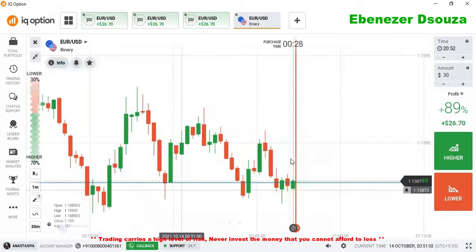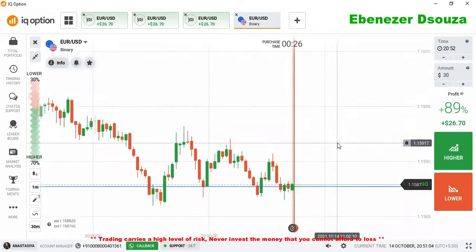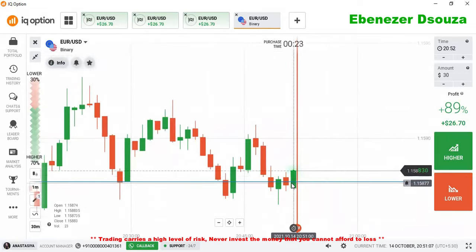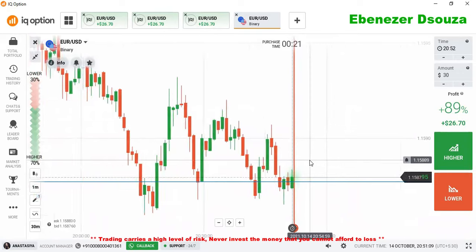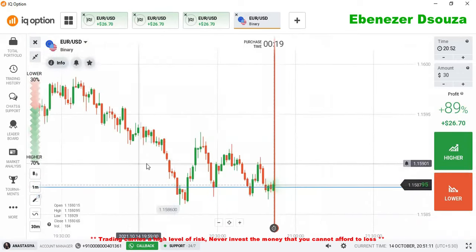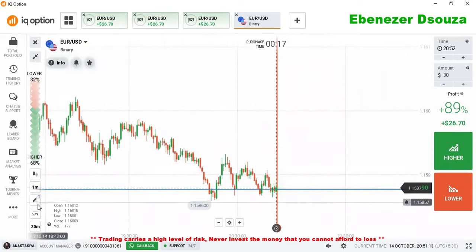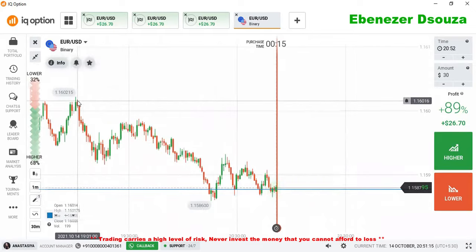Okay, so again sellers tried, so I will wait for this candle. If this is a bullish candlestick, I will go with buyers. So before going to place my trade, I will try to check this level.